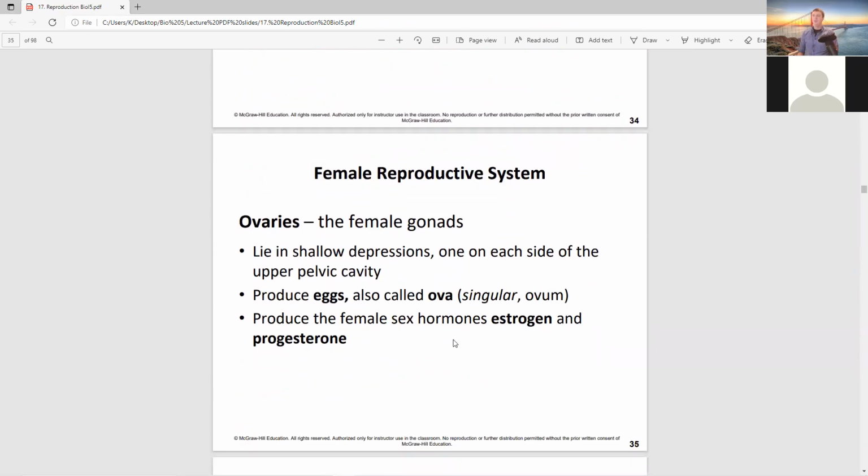So there are the ovaries, the female gonads. They lie in shallow depressions, one on each side of the upper pelvic cavity. They produce eggs, also called ova. They also produce the female sex hormones, estrogen and progesterone.